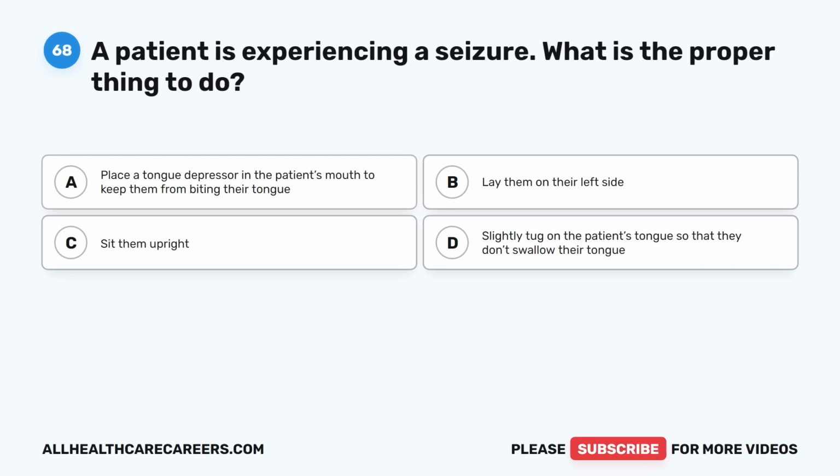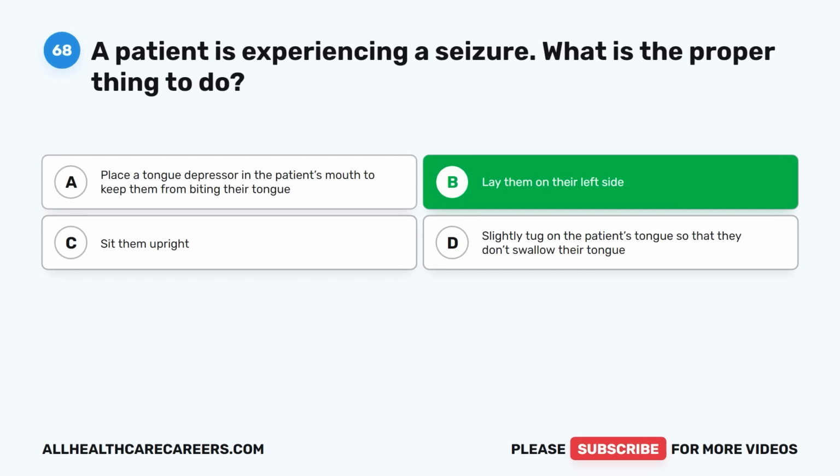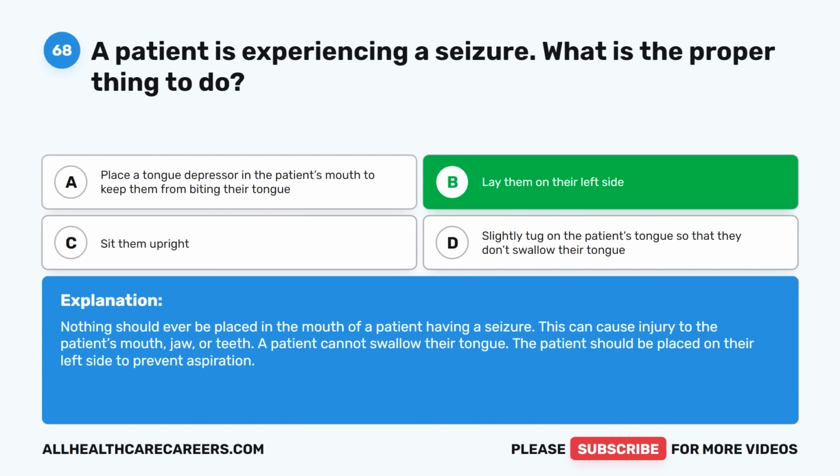Question 68. A patient is experiencing a seizure. What is the proper thing to do? A. Place a tongue depressor in the patient's mouth to keep them from biting their tongue. B. Lay them on their left side. C. Sit them upright. D. Slightly tug on the patient's tongue so that they don't swallow their tongue. The correct answer is B. Lay them on their left side. Nothing should ever be placed in the mouth of a patient having a seizure. This can cause injury to the patient's mouth, jaw, or teeth. A patient cannot swallow their tongue. The patient should be placed on their left side to prevent aspiration.